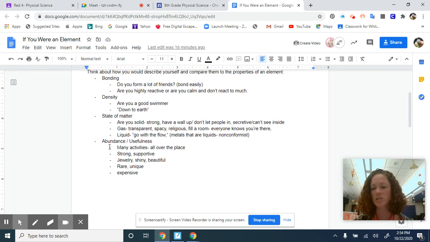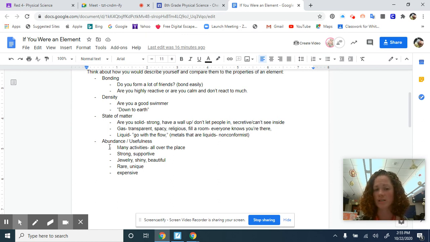You could also relate to elements by abundance. So abundance is how much of it there is, or how little of it there is, or its usefulness, what it's used for, how useful it is. So if you're in a ton of activities, you do 3 different sports, or even if you do one sport but every season, or you're never sitting at home, you're always outside doing something, playing with your friends, or all over the place, that would be high abundance. You're never calm, you're never sitting still. Or you could find an element that is low abundance. Maybe you only do 1 or 2 things. You go to school and then you go home and you play video games. You don't move from the couch.